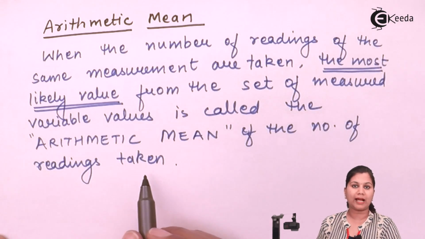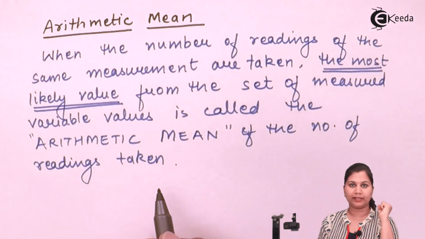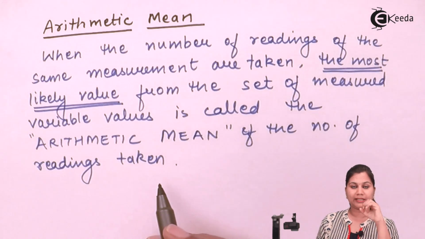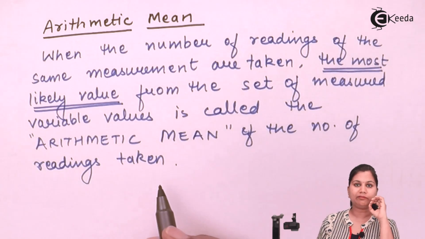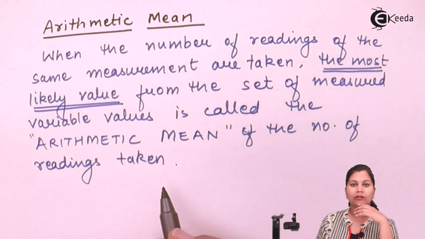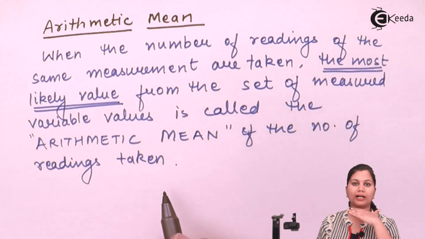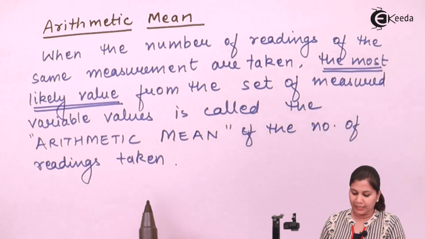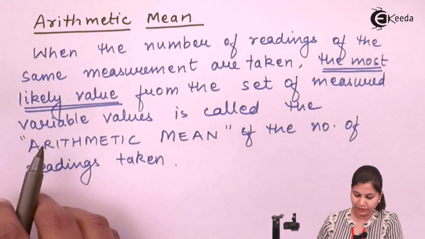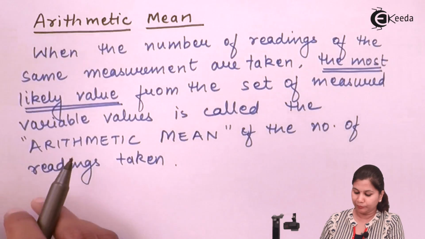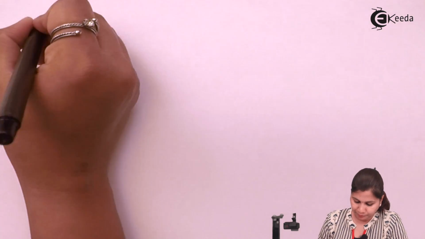Suppose that we have taken 10 readings, and from those 10 readings the most likely value, that is the average value, is called the mean or the arithmetic mean of that number of readings taken. Let's take an example of how we denote or mathematically obtain the arithmetic mean. What is the mathematical formula for calculating the arithmetic mean?